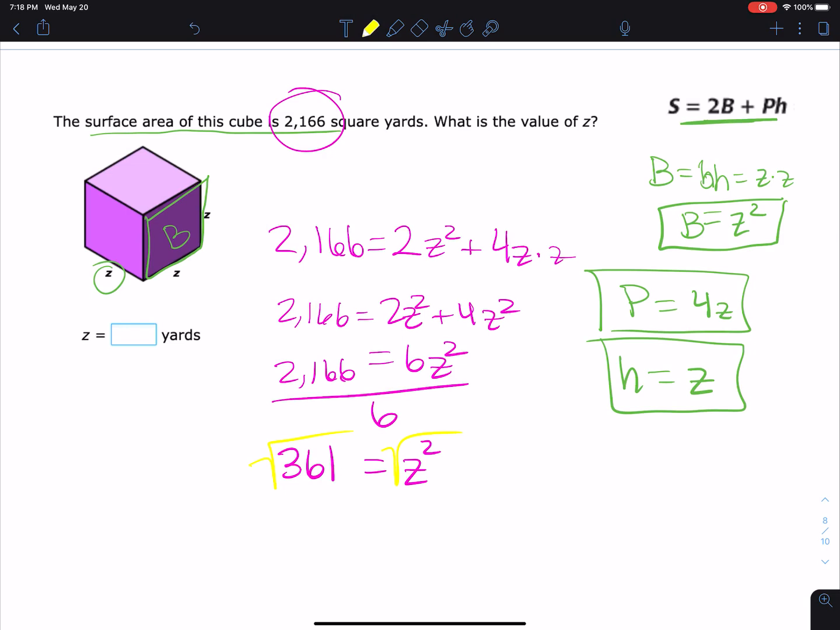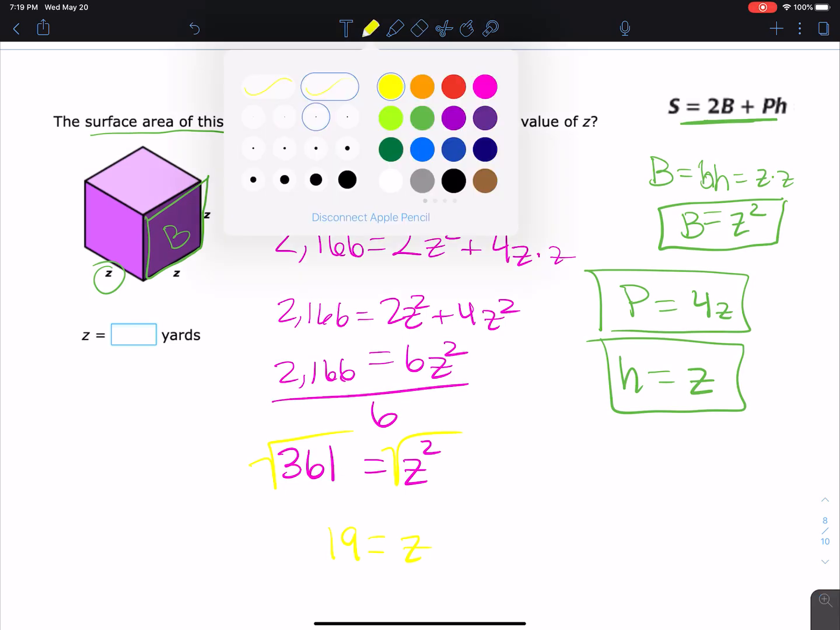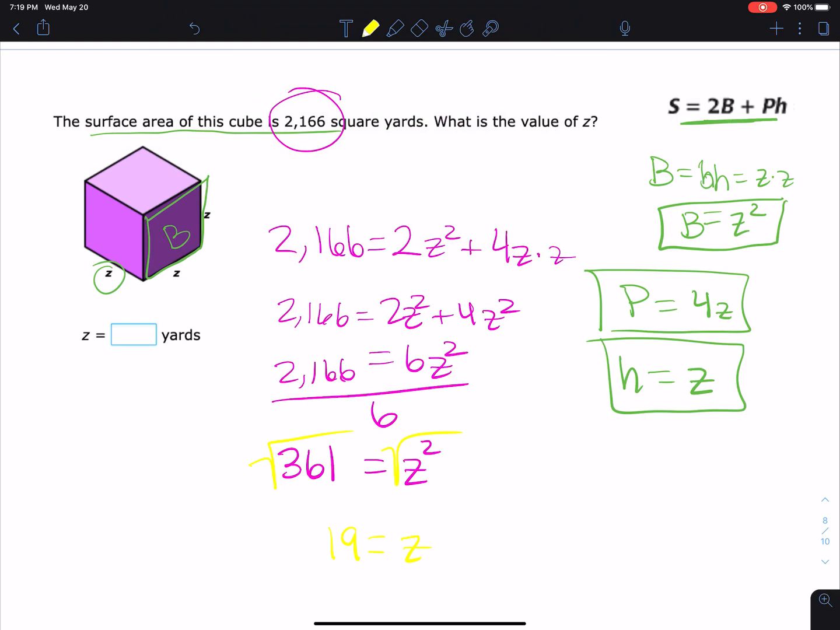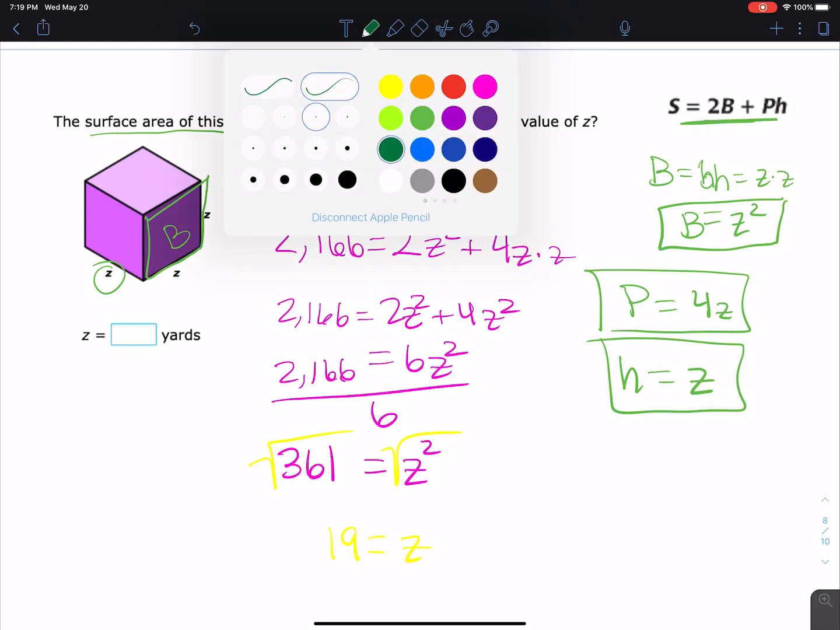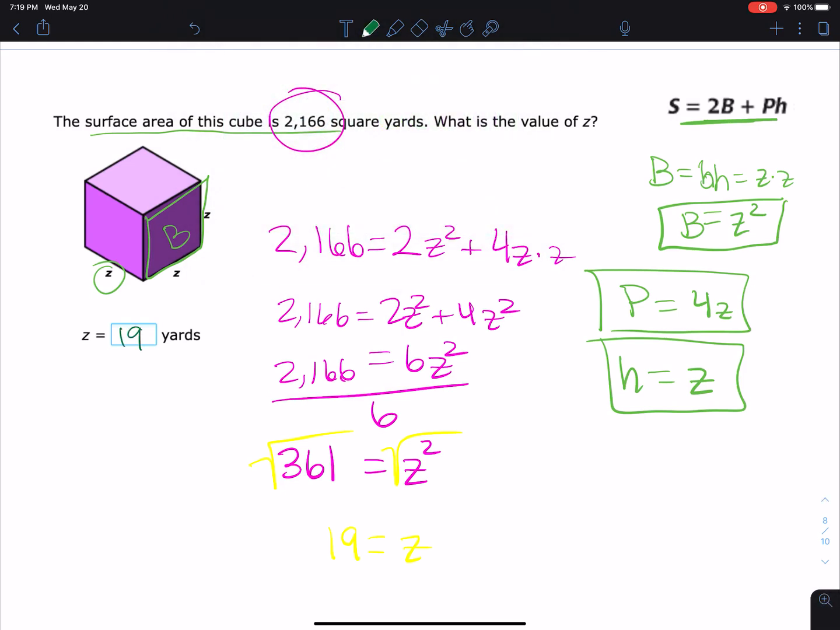And that gives me, now technically it's plus or minus 19, but obviously we're dealing with a cube, where you can't have a negative side length. So it would just be positive 19. I just like to remind you guys that technically when square rooting, you always have two answers. Just always stay on your toes with that. Okay, so my answer here is 19 yards. You could always plug it back in and check it and just make sure everything works out.